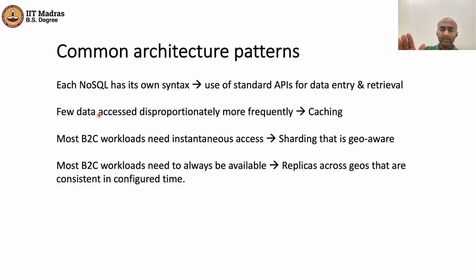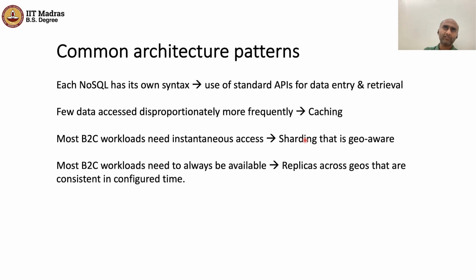So a common architectural pattern that gets followed is that a NoSQL system is a distributed system. It's got multiple machines working with it. Even despite that, it might still have latency problems if you access your data from somewhere else, or somebody else accesses their data from somewhere else. So one of the common techniques that gets used is what's called sharding. And that too sharding which is aware of the geo latencies.